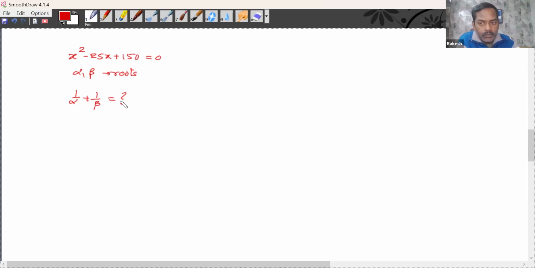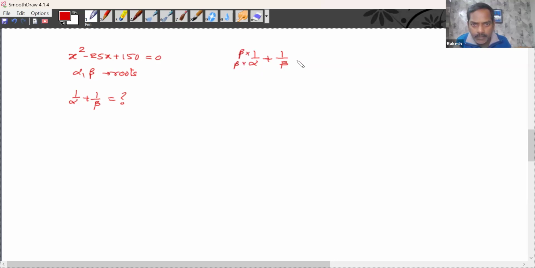Can we apply the sum of the roots or product of the roots method? Yes, we can apply. What we can do is that we can simplify it. 1 by alpha plus 1 by beta. What we can do is that I want both the denominators to be same. So I'm multiplying by beta. Here it is alpha and here it is beta. I want that in the denominator both should be same. So I'm multiplying this portion both in the numerator and denominator by beta. That means I'm doing this.